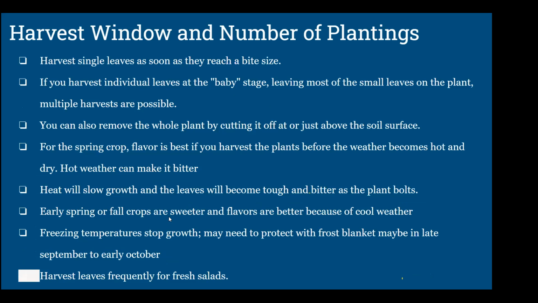Harvest window and number of plantings for aster family: you can harvest single leaves as soon as they reach a bite size. And if you harvest individual leaves at the baby stage, leaving most of the small leaves on the plant, multiple harvests are possible. You can remove the whole plant by cutting it off at just above the soil surface.